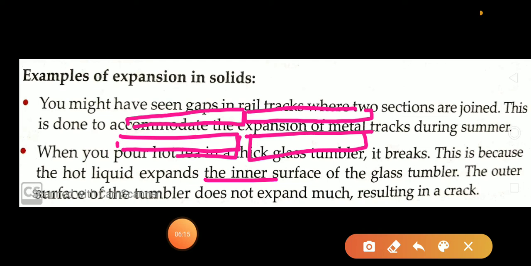The rails will clash with each other and then their shape will be distorted, they may become a little bent due to the pressure in this portion. That's why the gap is left, so that in summer, due to the expansion, the gap is filled and there is no problem in the shape of the rail.